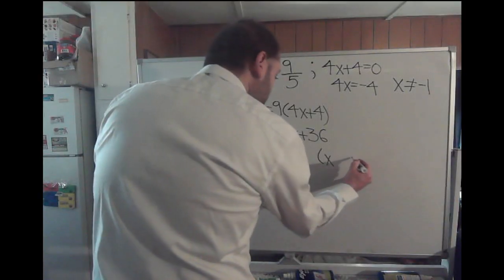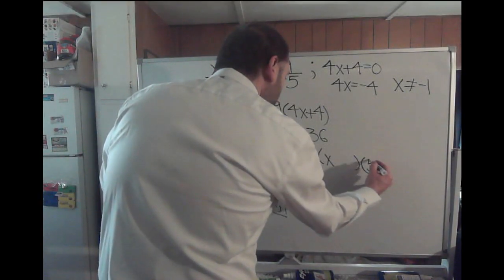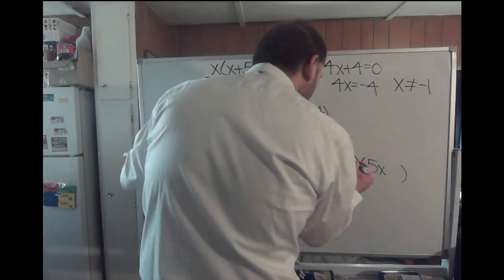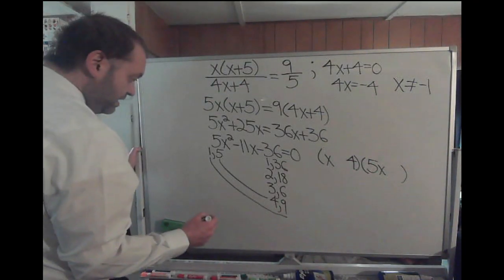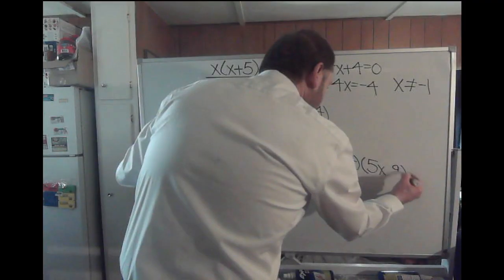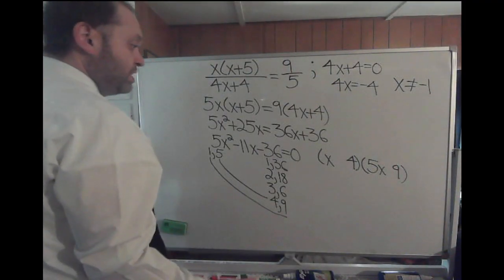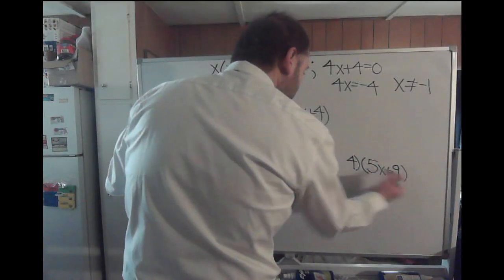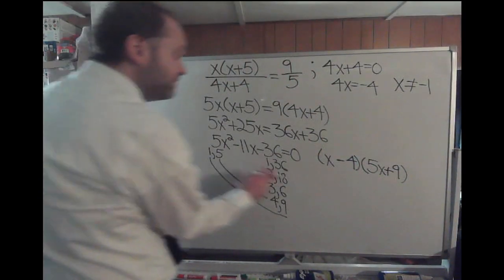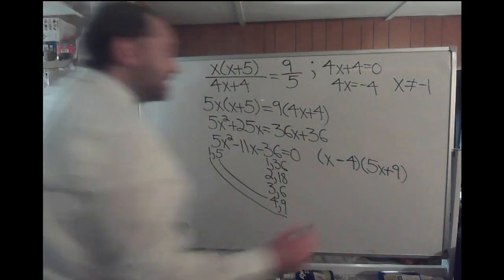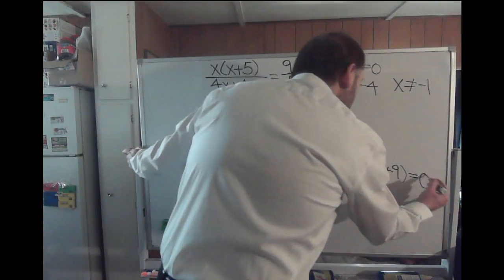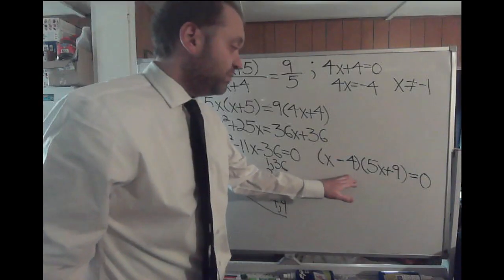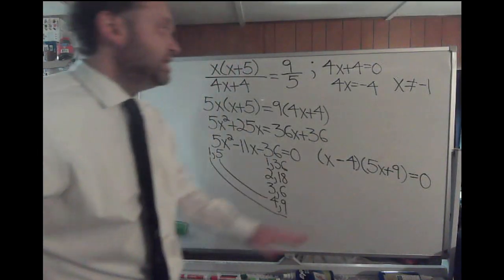X for the first one, 5x for the second one. So we had 5 times 4, so the 4 would go here. We'd have 1 times 9, so the 9's going to go here. Alright, so we get 5x squared plus 9x minus 20x would be minus 11x minus 36. So this does factor out. So this quadratic equation factors into the quantity of x minus 4 times the quantity of 5x plus 9.